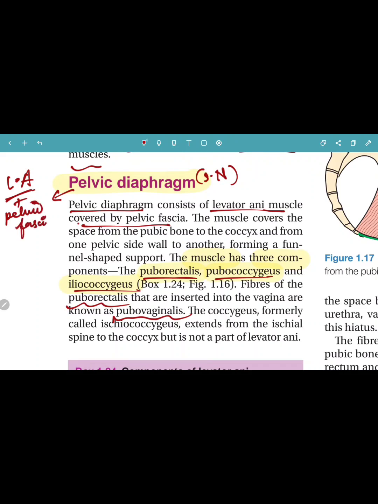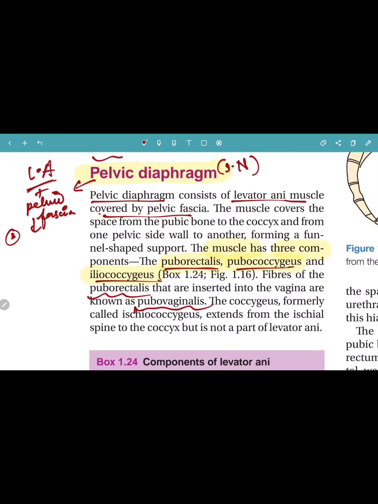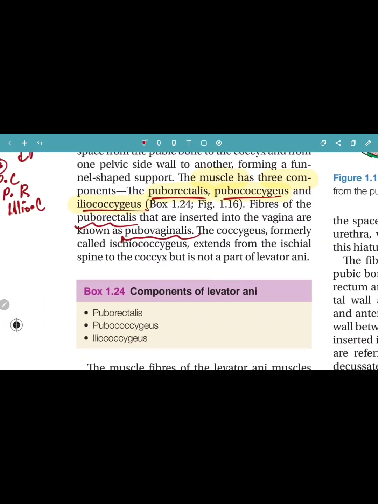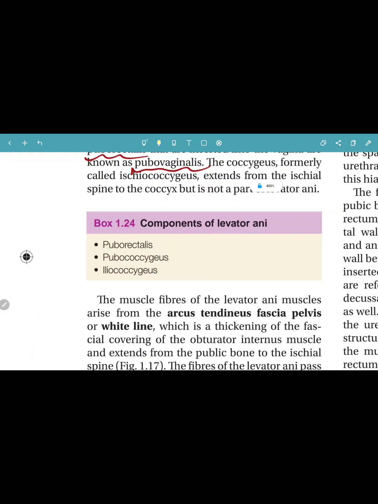It consists of what muscles? It consists of three muscles: the pubococcygeus muscle, puborectalis muscle, and ilio. Remember, not ischio, it is ilio. Iliococcygeus muscle. Pubococcygeus, puborectalis, iliococcygeus. So the components of levator ani, again I am revising for you: puborectalis, pubococcygeus and iliococcygeus.